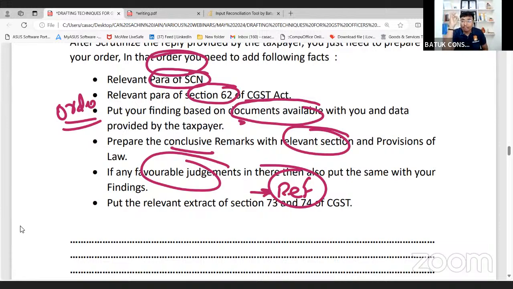So be very careful that these things are required which should be part of your order. Many times we miss them. At the end I will also provide you one chart of what things we should include in your order in each and every scenario.